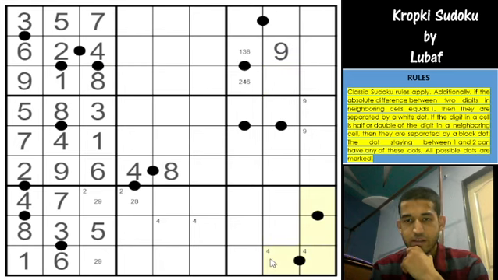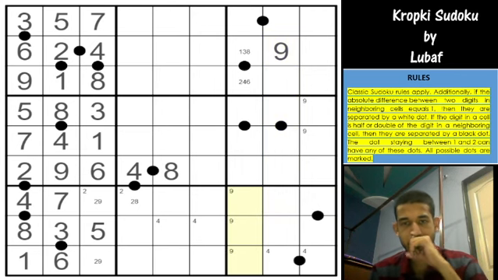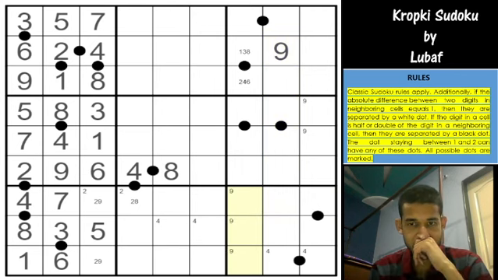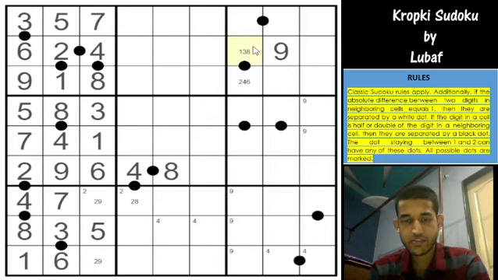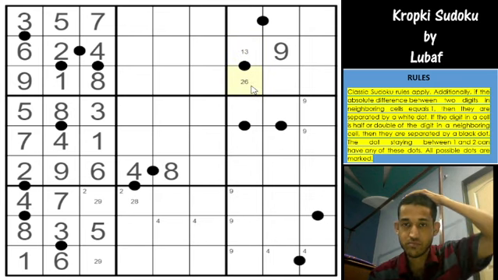So 9 cannot be in these 4 cells. 9 cannot be in column 8, so 9 goes here. And because you have a 9 here, this cannot be an 8, right? So 8 is eliminated there, and correspondingly 4 is eliminated from here. So if you have a 1 here, this becomes 2, and if you have a 3 here, that becomes a 6.